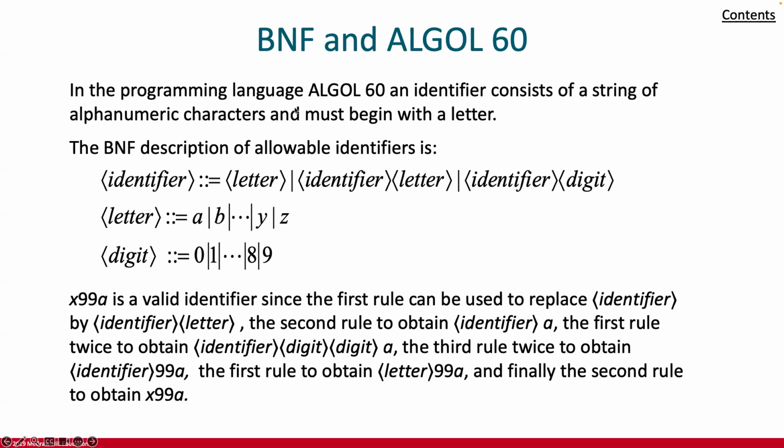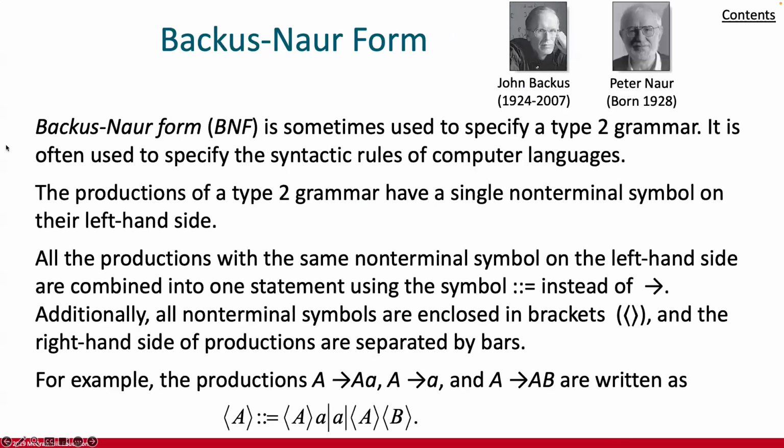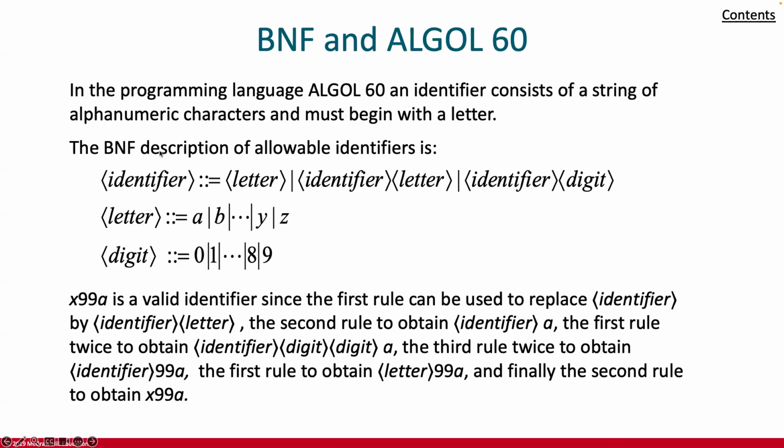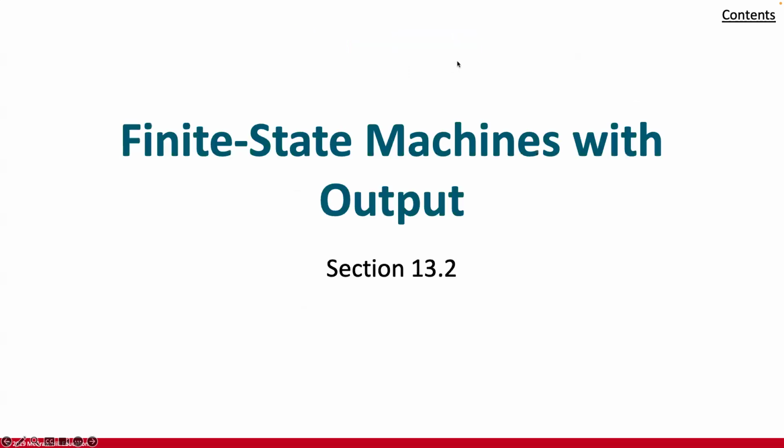In the programming language Algol 60, an identifier consists of a string of alphanumeric characters and must begin with a letter. So the BNF, Backus-Naur form, description of allowable identifiers is listed like that. So that's just an example. I'm not going to get into the Algol 60 discussion in detail. All right, let's move on.